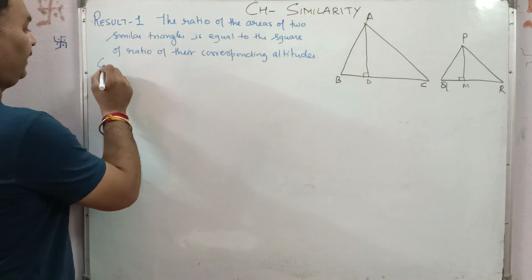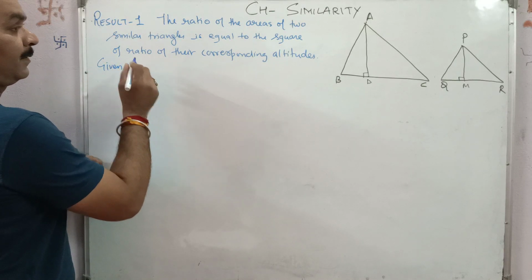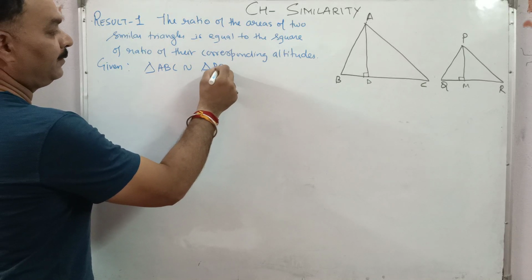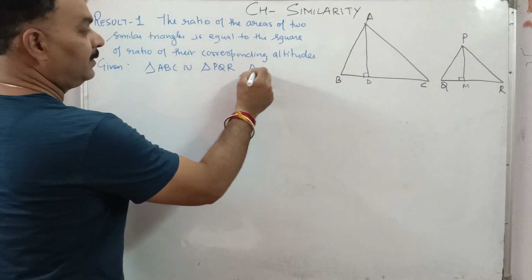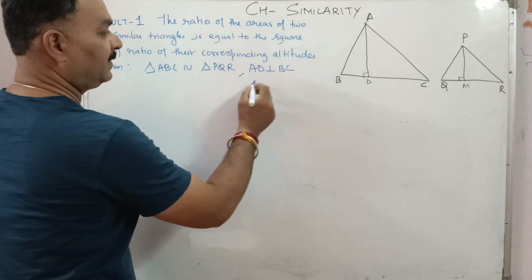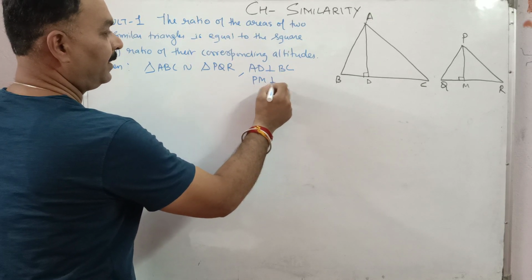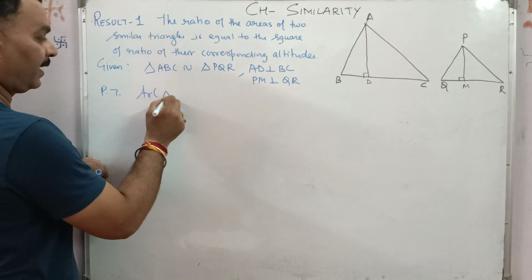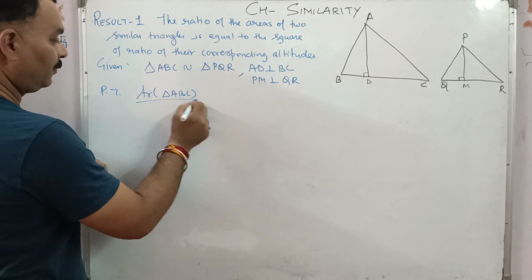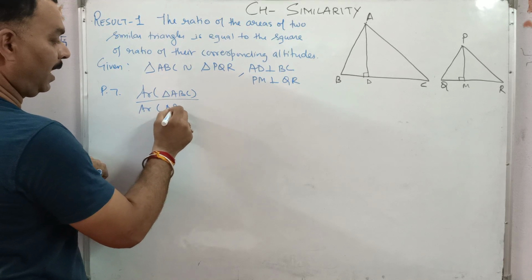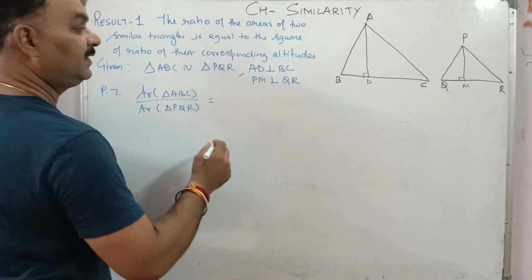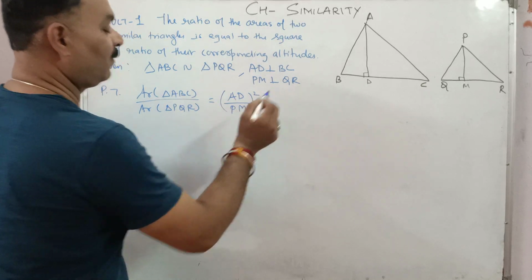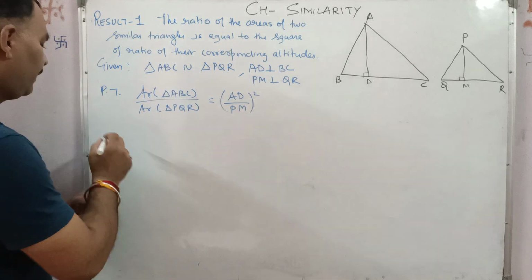Given: triangle ABC is similar to triangle PQR. Further, AD is perpendicular to BC and PM is perpendicular to QR. Now we need to prove that the area of triangle ABC to the area of triangle PQR is equal to AD upon PM whole square. So this can be proved very easily.